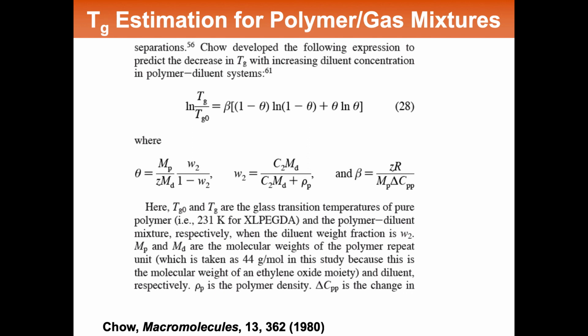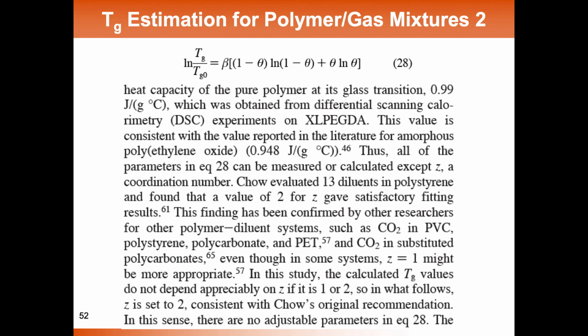If you're reporting penetrant concentration in cc's at STP per cc of polymer, you can relate those concentrations to weight fraction. And essentially this gives a model for Tg versus weight fraction of penetrant in the polymer. All of the parameters can be determined experimentally, except for this parameter z, and Chow recommends a value of 2 for that. It turns out it doesn't much matter in terms of the Tg prediction what value you use for z.